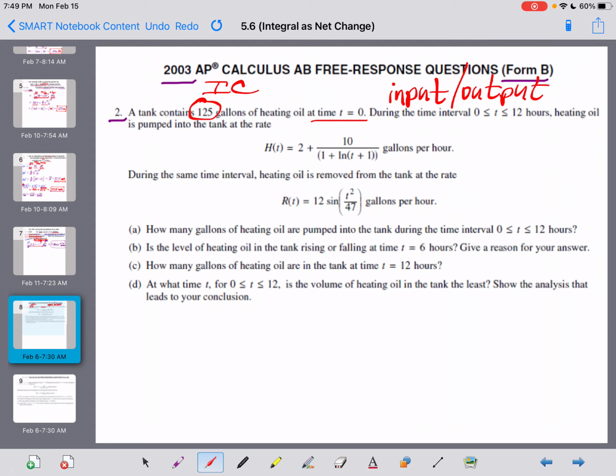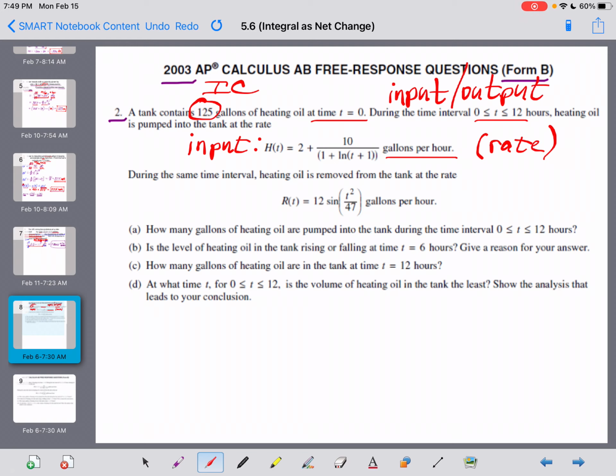During the time interval from 0 to 12 hours, heating oil is pumped into the tank at a rate according to this function. So this right here, everybody, is our input function. This is the rate at which heating oil is being added to the tank. And of course it's a really ugly function: 2 plus 10 over 1 plus the natural log of t plus 1, but that is measured, and this is important, everybody, in gallons per hour. And that means that this is a rate function, kind of like miles per hour or millions of bushels of potato per year.